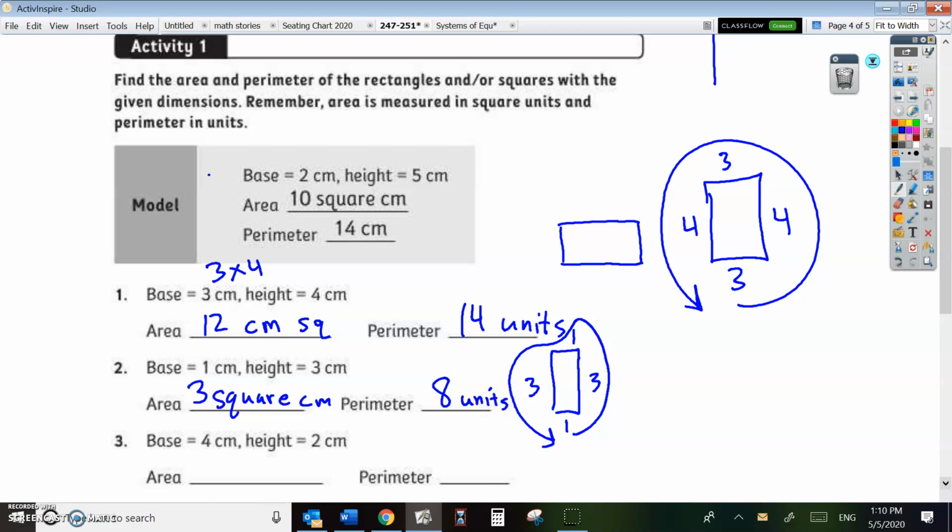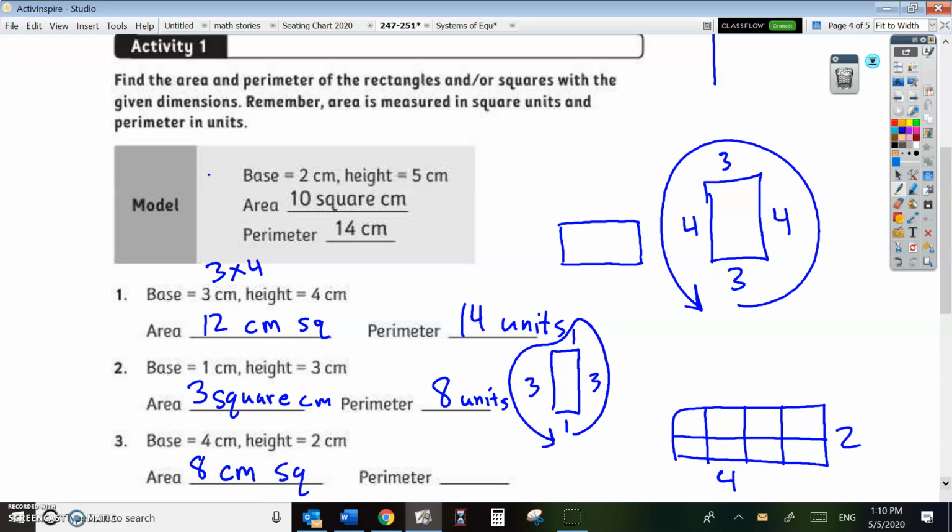A base of 4 and a height of 2. Here's my base of 4 and height of 2. So you know it's going to have 8 squares inside. 2 times 4 is 8. That's the area, centimeters squared. And the perimeter is the length around the outside. So 4 plus 4 plus 2 plus 2. Looks like 4 plus 4 is 8 plus 2 is 10 plus 2 is 12 units.